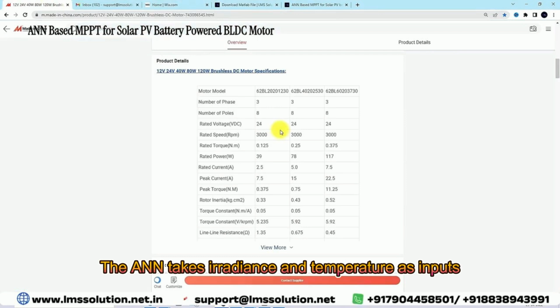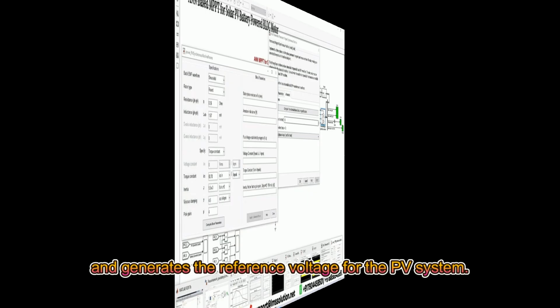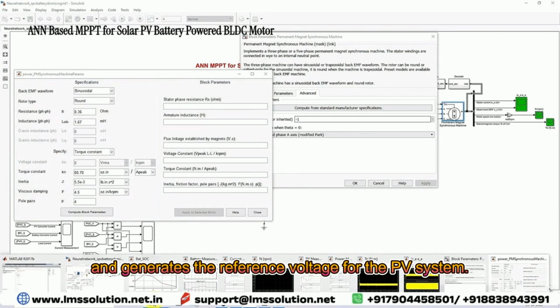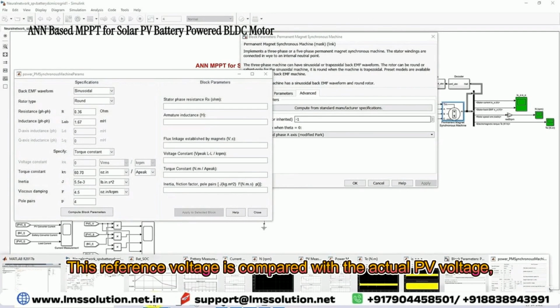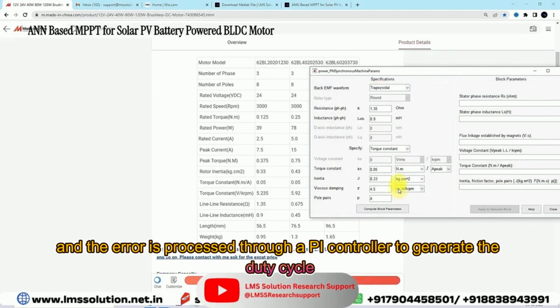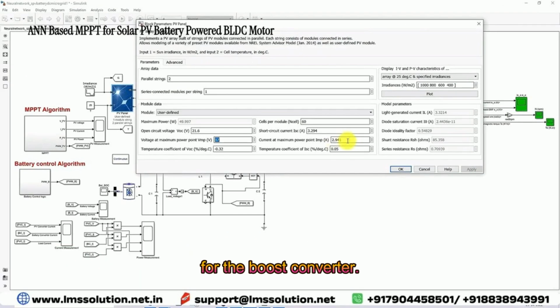For MPPT control, ANN is used. The ANN takes irradiance and temperature as inputs and generates the reference voltage for the PV system. This reference voltage is compared with the actual PV voltage, and the error is processed through a PI controller to generate the duty cycle for the boost converter.